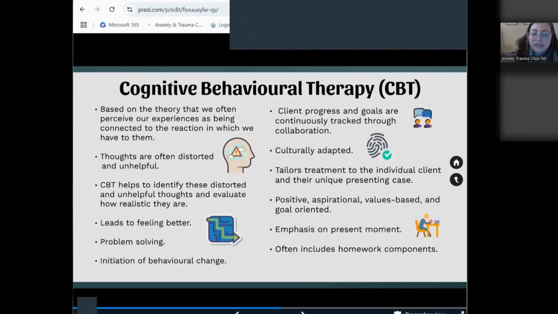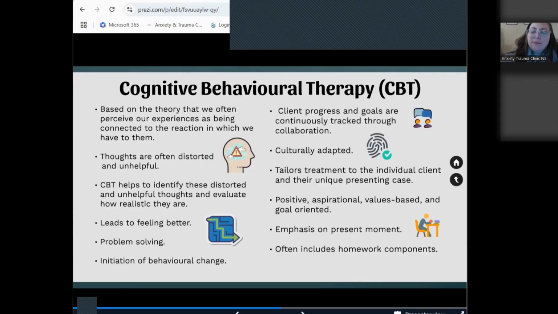CBT is culturally adapted as well, so it tailors treatment to the individual, regardless of what culture that individual is from. With some therapies, it does have to be altered according to an individual's socioeconomic status or the culture they come from and maybe what the societal norms are. However, with CBT, it tends to be just as efficient for one person as the other, and that's why it's used worldwide pretty significantly.